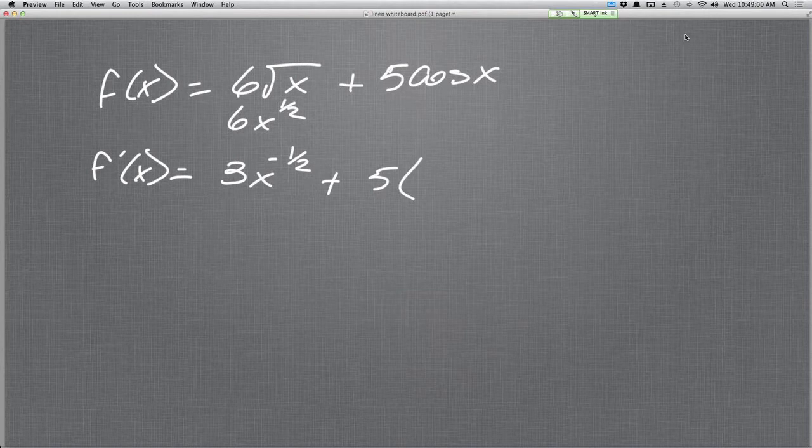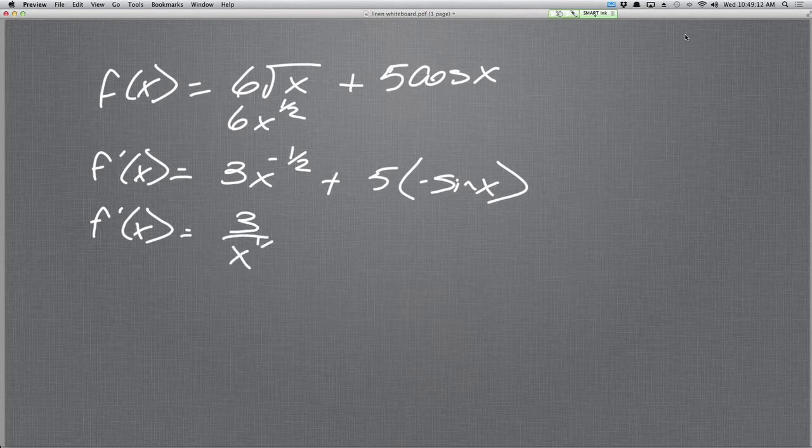The derivative of cosine is negative sine. And I rewrite it to clean it up a little bit. So I get 3 over x to the 1/2 minus 5 sine of x.